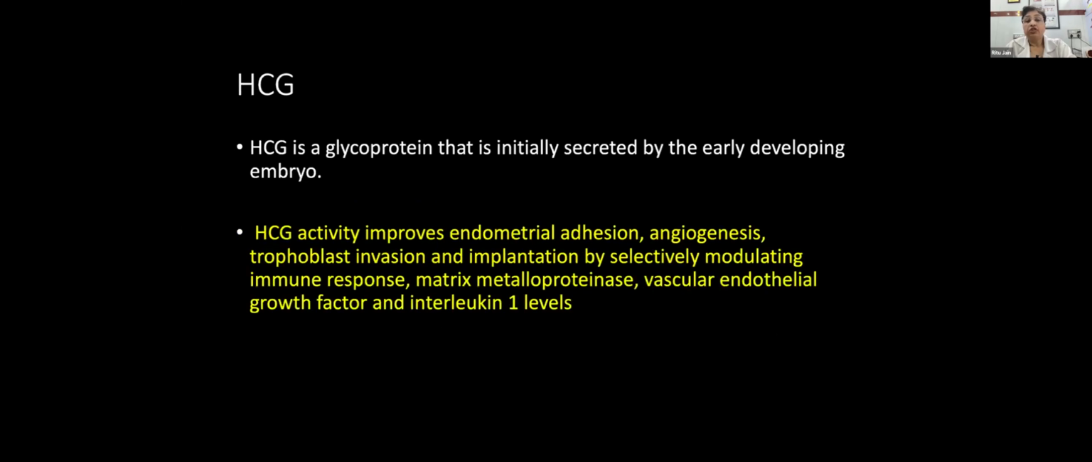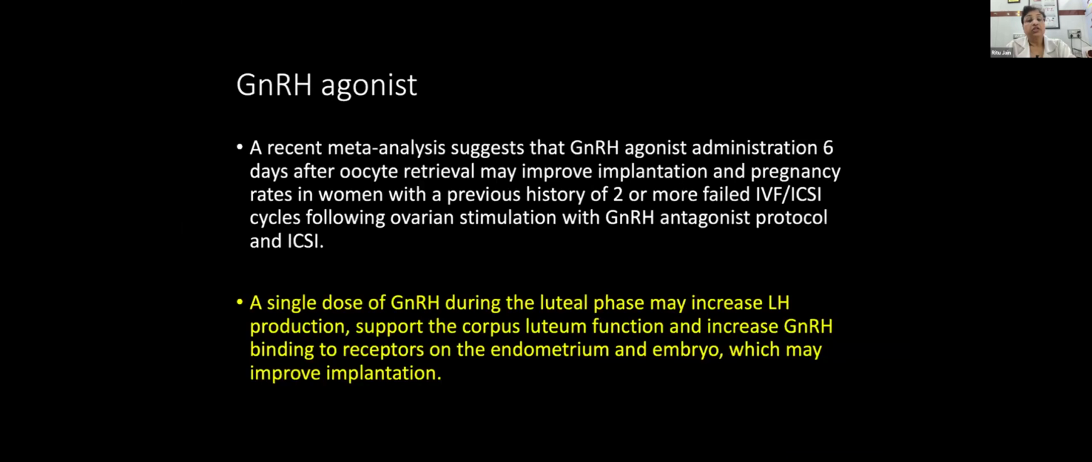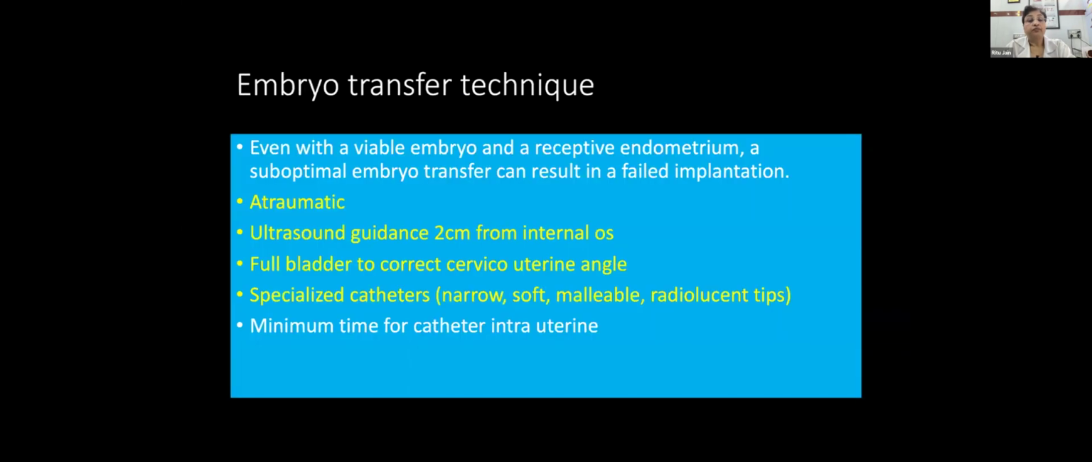HCG is a glycoprotein which helps in endometrial adhesion, angiogenesis, trophoblast invasion, implantation, improving the vascular endothelial growth factors and interleukin levels. And it is being used in frozen ET cycles because there is no production of HCG, and that is how it started improving the result. GnRH agonist in the treatment cycle is given on day 6 or day 7 after ovum pickup. It increases the LH production and supports the corpus luteum function and improves the binding of the embryo.